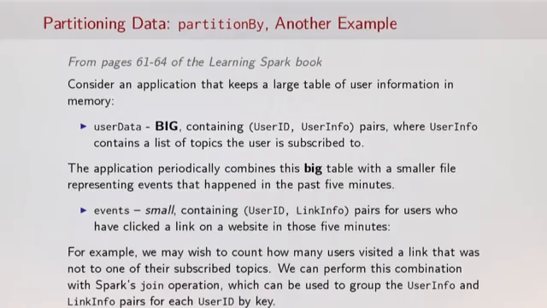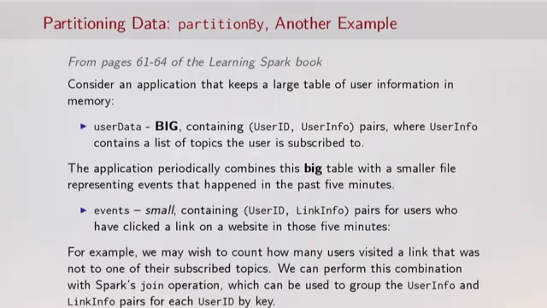And let's imagine that in this application, we have a huge table of user information, and we store that big table in memory in the form of a pair RDD. We can call this big data set user data here. And since it's a pair RDD, its key is a user ID and its value is user info, where user info contains a list of topics that the specific user is subscribed to.